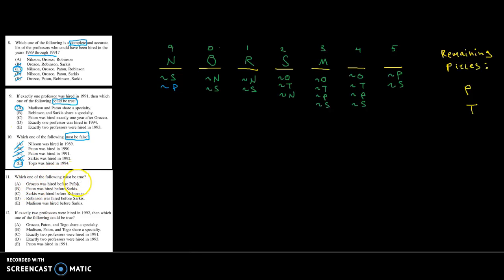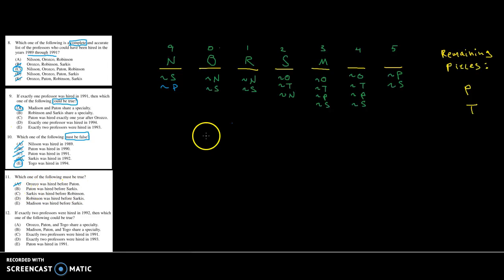11. Which one of the following must be true? Okay, so remember the wrong answer is going to be something that breaks our rules. So the wrong answer would be something that violates the rules. Let's see. O was hired before P. Does that break our rules? Is that something that has to be true before P? No, not necessarily, because I could put P here in the same year. O and P could be in the same year, so that's not true. Doesn't have to be true, put it that way.